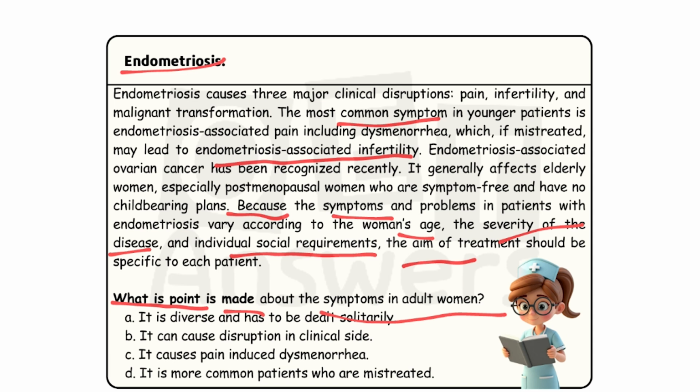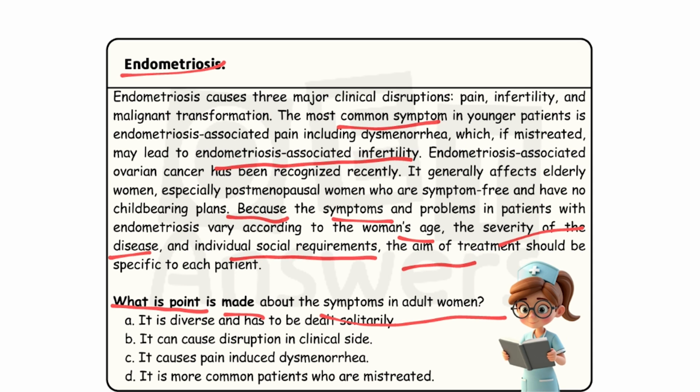First, look at option A. It is diverse and has to be dealt with solitarily. Diverse means very widespread, right? Diverse indicates because the symptoms and problems in patients with endometriosis vary according to women's age, severity of disease, and individual social requirements. These things are diverse and have to be dealt with solitarily.